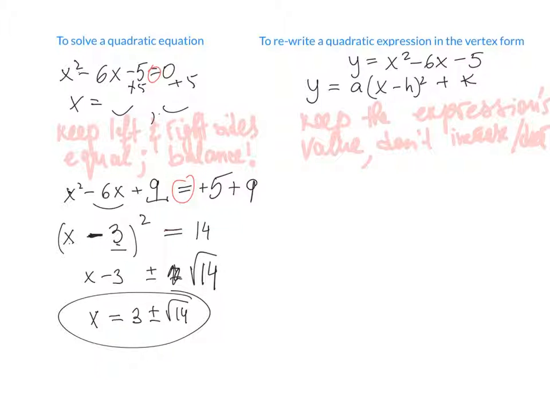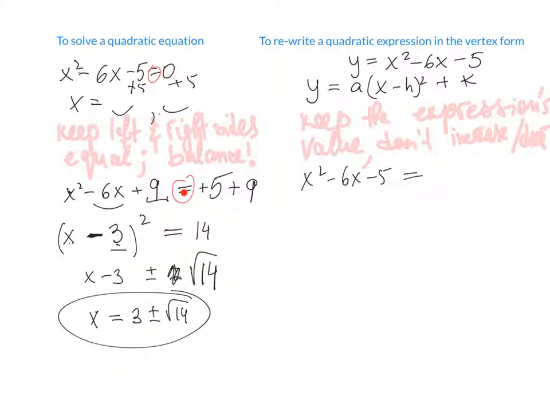So let's look at the second one. It's the same expression as you see, but now it's a function that we want to rewrite. So I'm going to write it down again. x squared minus 6x minus 5 equals. So once again, this equal sign is important, but in a different way.